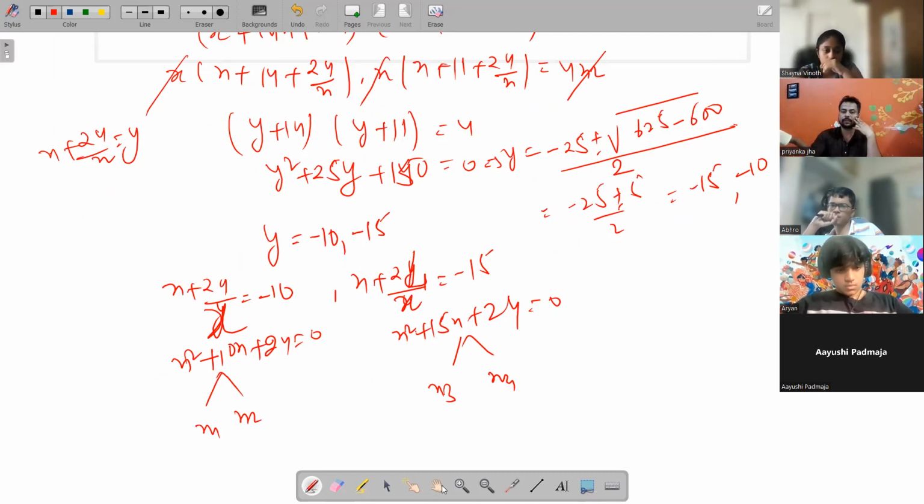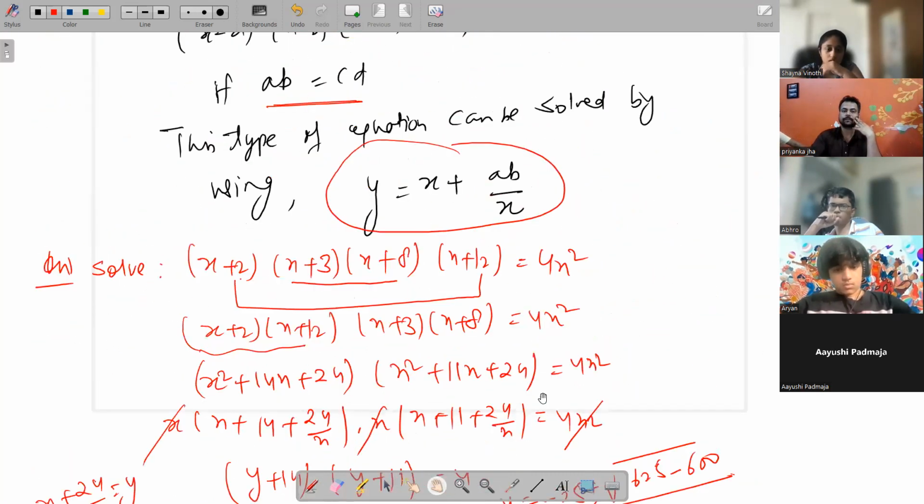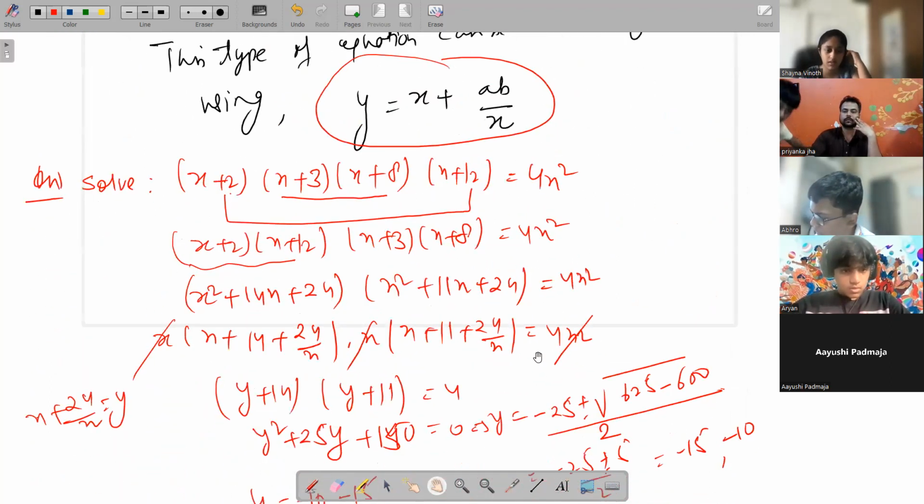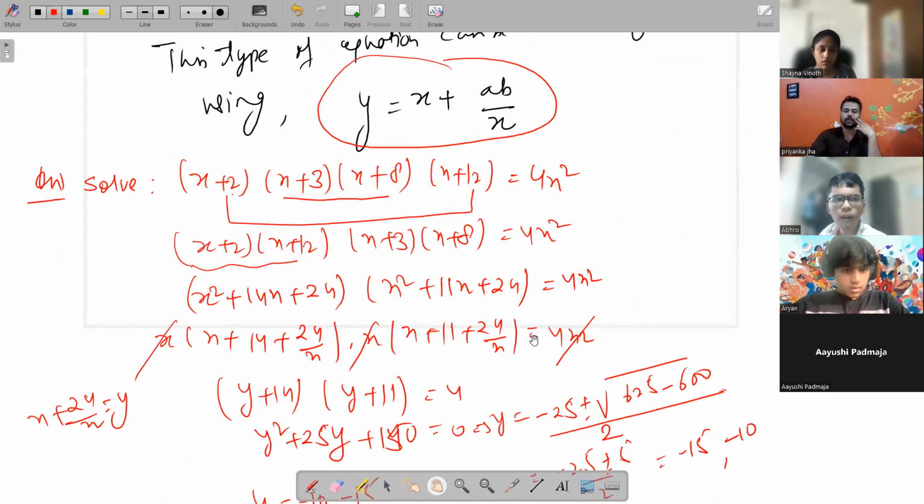Did you understand the concept? How to solve this? I didn't understand after you split the terms. You cancelled x and then what happened?